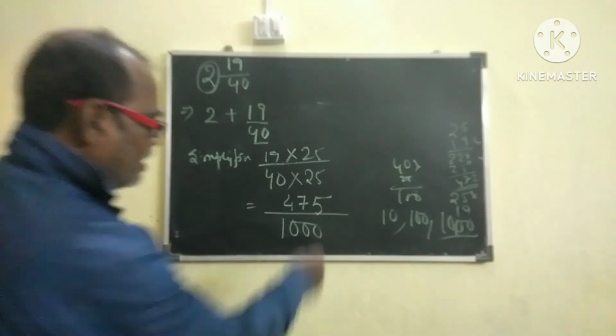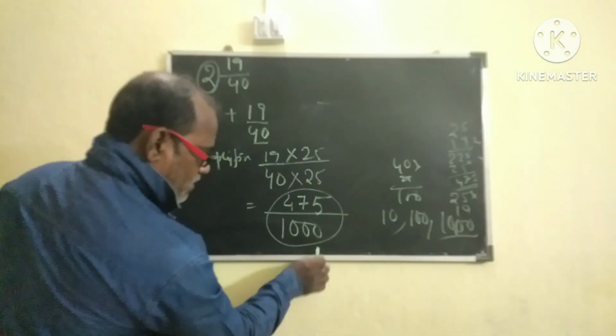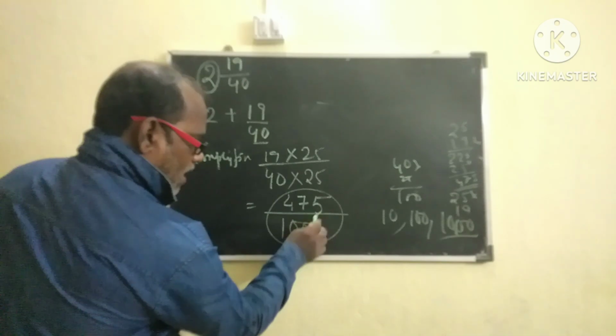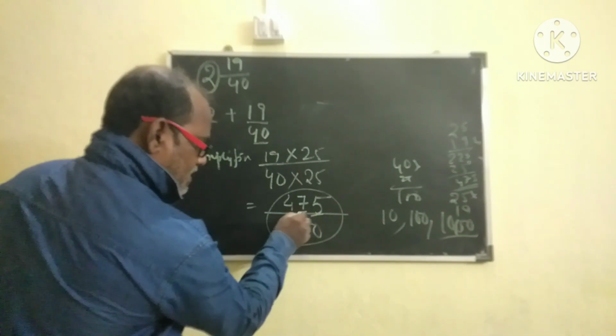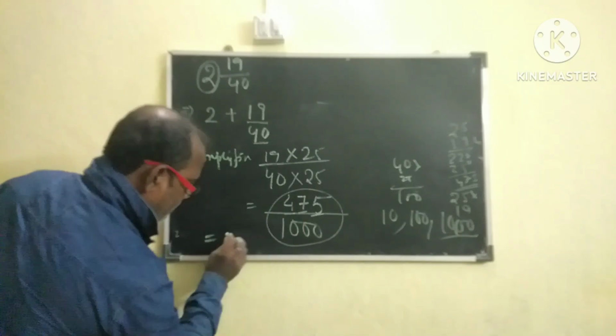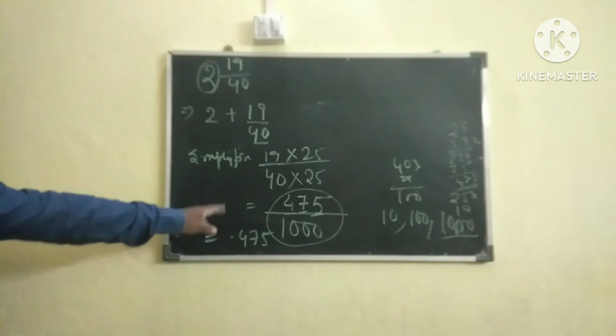Now you can make this decimal very easily, because here the number of zeros is 1, 2, 3, so ultimately your point will be after 3 digits. This is the first digit, second digit, third digit. So your point will be somewhere here. So your answer here will be 0.475.